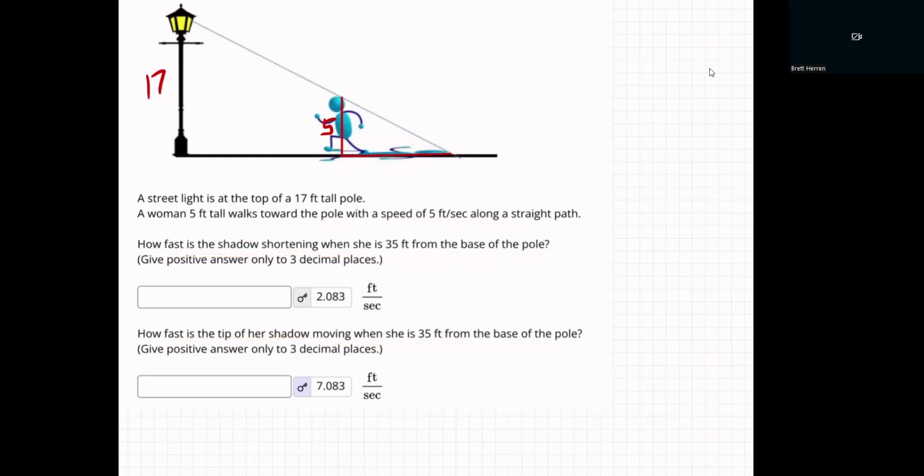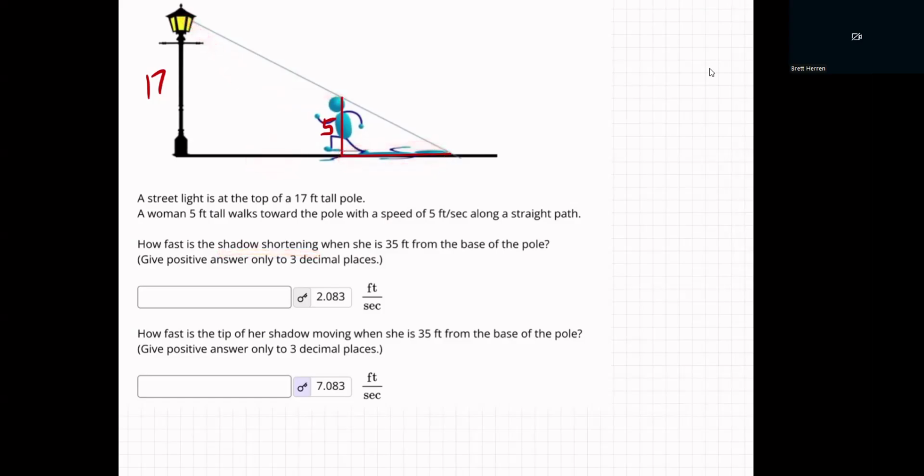So basically, you get the idea. As she goes towards the pole, and the light is shining, do you see how her shadow's going to get smaller than it is back here, right? As she goes towards the pole, the light's hitting her head, making the shadow on the ground. It's going to get smaller and smaller. That's what they're asking us. The shadow is going to shorten.